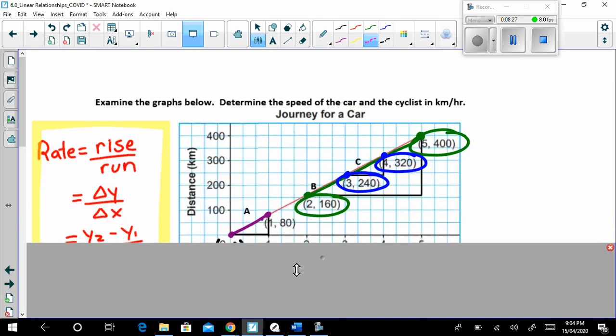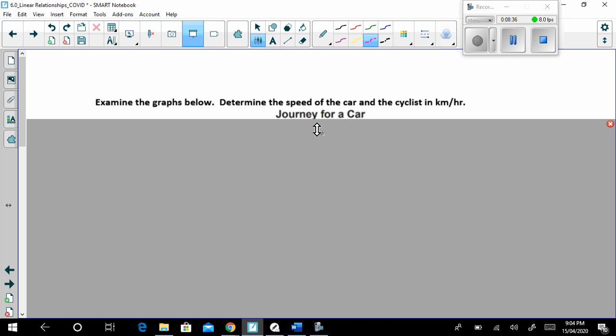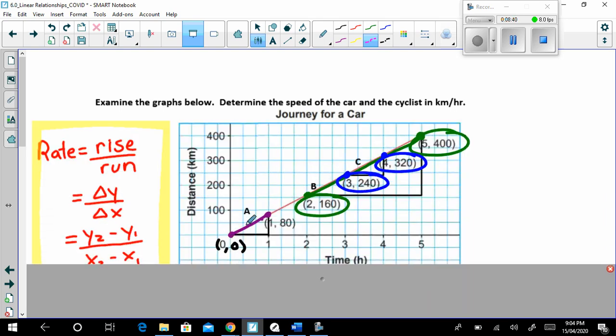Okay, so here you can see a lot of craziness. Sorry, didn't mean to do that there. Okay, so you can see there's all these points on the line and you can pick any of them. So to prove a point, we are going to first do this line segment A, which is the difference from this point, the very beginning, 0 hours and 0 kilometers, to this point, 1 hour, 80 kilometers.